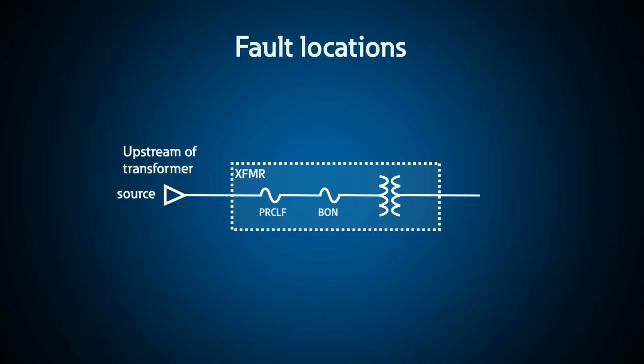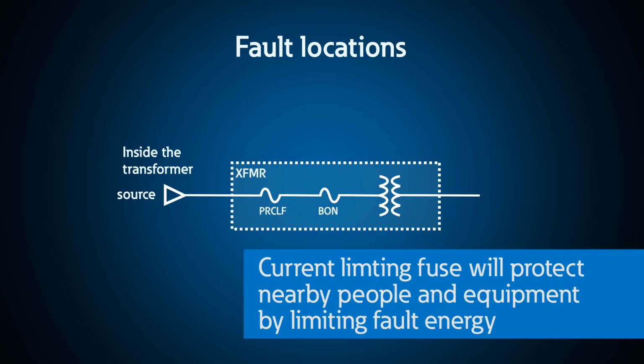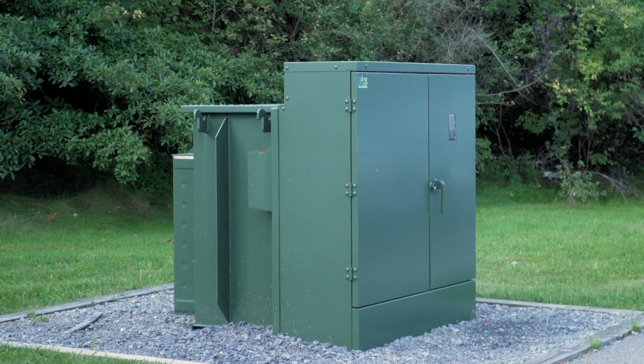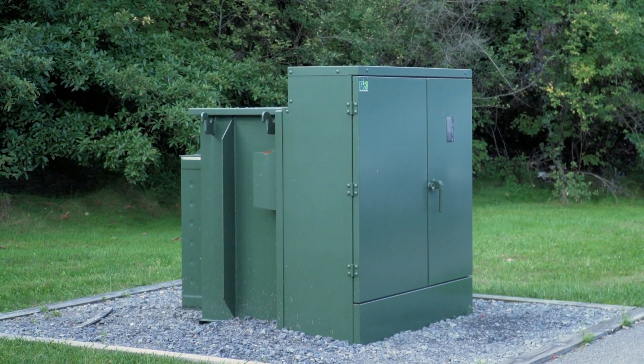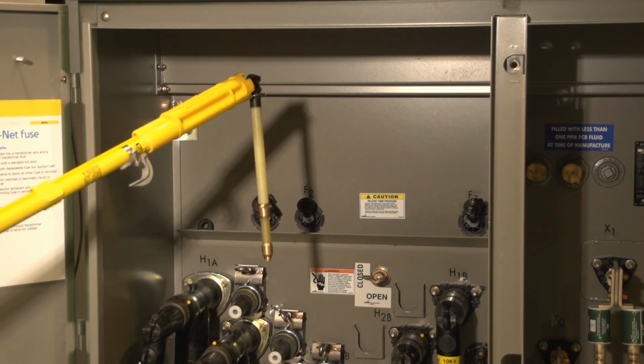Oftentimes, a transformer will be equipped with an expulsion fuse in series with a current limiting fuse or isolation link. The expulsion fuse will protect the transformer from secondary overcurrent events, while the current limiting fuse will protect nearby people and system equipment by limiting the energy during a high fault current event. If the expulsion fuse is a bayonet-style fuse, then it can be easily replaced from the outside of the transformer tank after the fault condition is repaired.